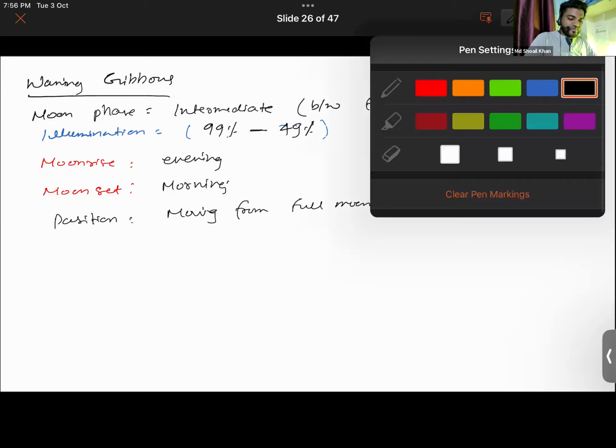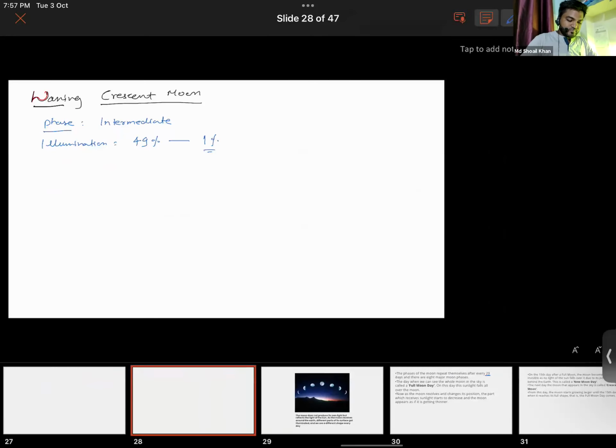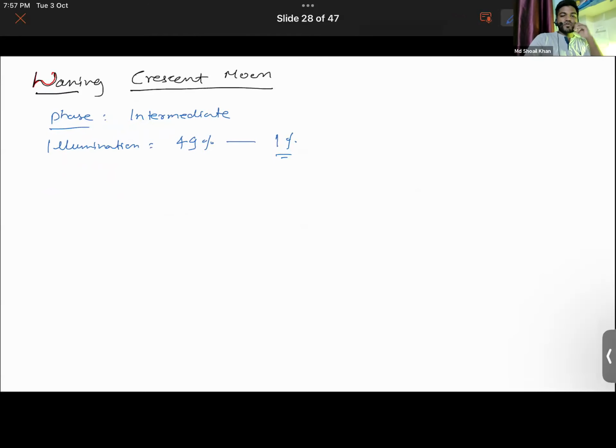So these are the important points which you need to remember. Now, talking about the moonrise and moonset in the case of the waning crescent moon, moonrise will be early in the morning. If you wake up very early, like at 5 in the morning, you will be able to see the waning crescent moon, not on any day, but at the end of the moon's phases, probably on the 28th or 29th day. The moonset is in the afternoon.